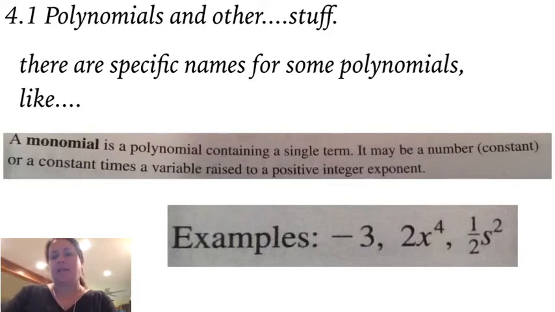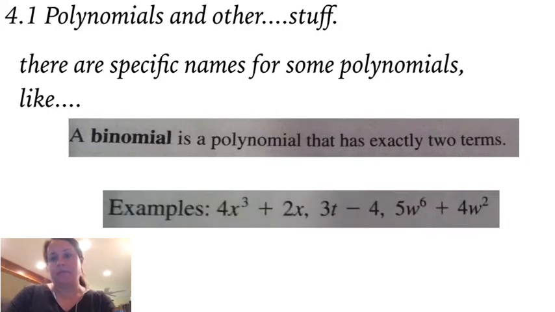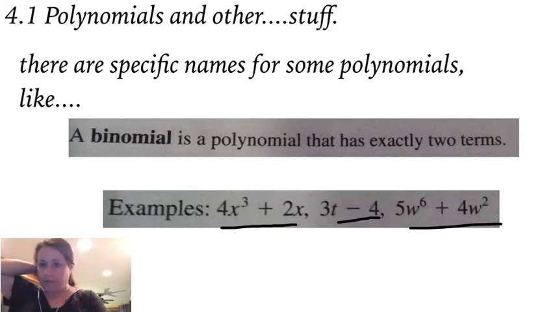Another type of polynomial is the binomial. Binomial, just like the prefix that we see here, bi, like if you have a bicycle, it has two wheels, means that there's exactly two terms. If you have something that has exactly two terms, then that would be considered a binomial. So here are some examples. If you had something like 4x cubed plus 2x, that's just two terms, so that's a binomial. Here's another one, here's another one. Those three things are binomials.